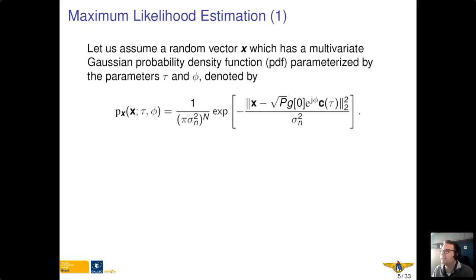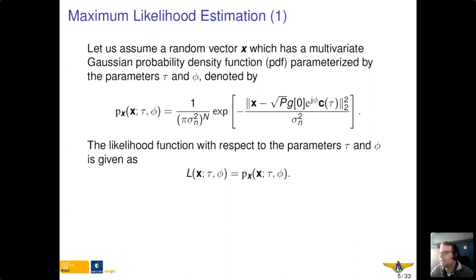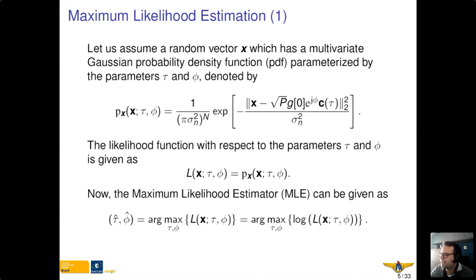We can build again and assume the PDF, assuming that x is a random variable. This is the Gaussian, the multivariate Gaussian probability density function. Again, we can say that the likelihood is equivalent to the probability density function. Remember that this is just changing the perspective. For the likelihood, we have a realization of the random variable x, our signal x, and we're trying to find the parameters that best match this realization.